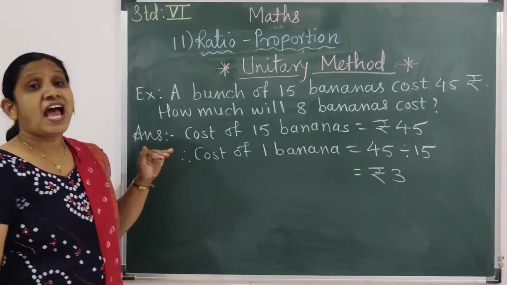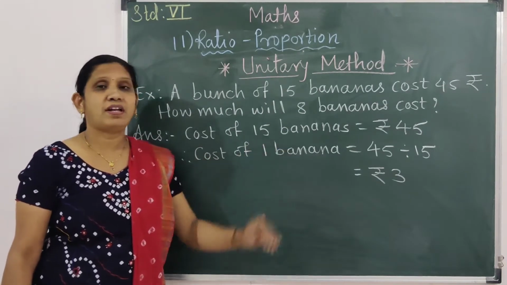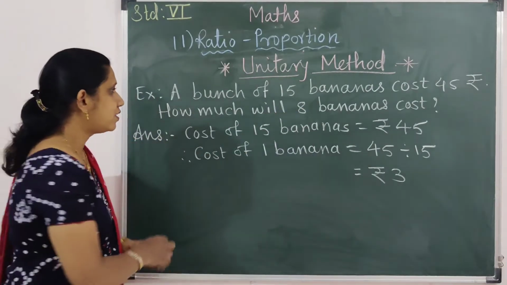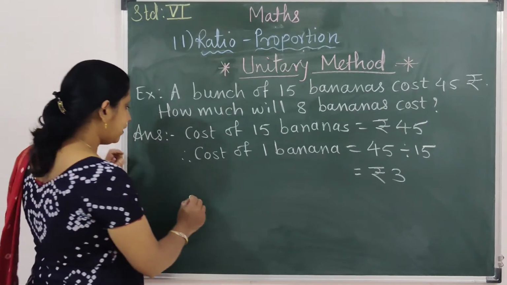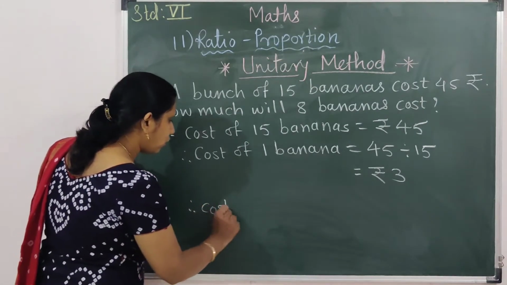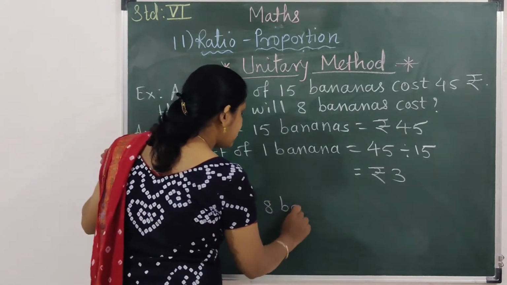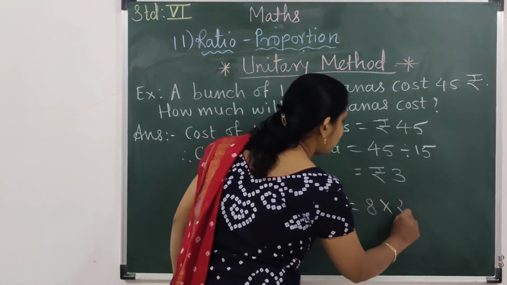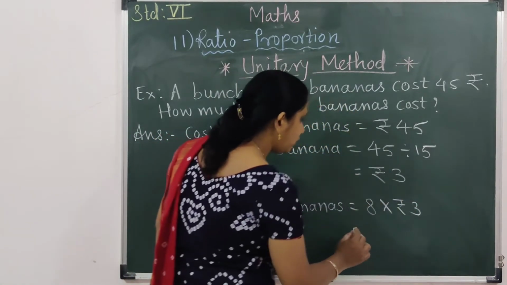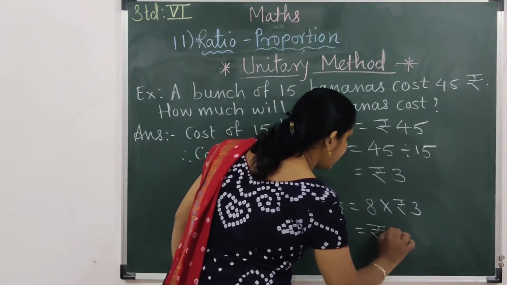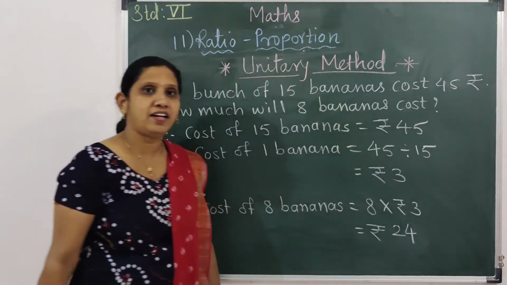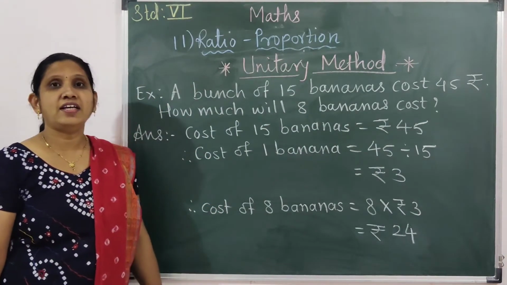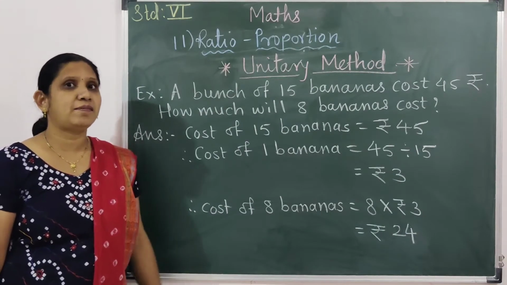Now children, as we got the value of one banana, it is very easy to find out the value of 8 bananas. How? By multiplying. Therefore, the cost of 8 bananas is equal to 8 into rupees 3. What answer will we get? Rupees 24. Is that clear? So this is how simple it is to solve examples related to the unitary method.